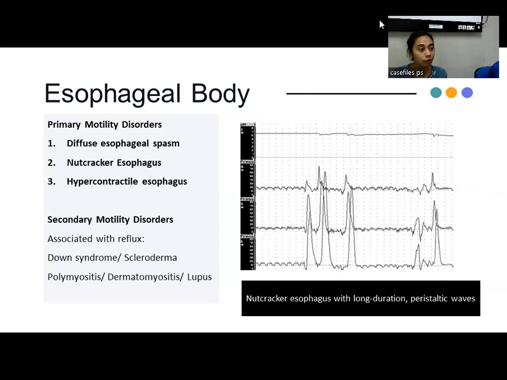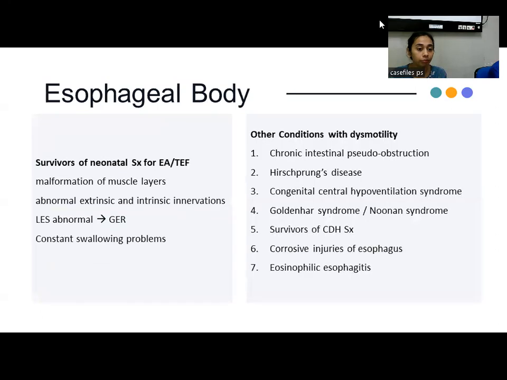The disorders at the level of the esophageal body may be primary or secondary. The primary disorders are diffuse esophageal spasm, nutcracker esophagus, or hypercontractile esophagus. In this manometry graph, we can see nutcracker esophagus with long duration peristaltic waves. The secondary motility disorders include disorders associated with reflux, which are Down syndrome, scleroderma, polymyositis, dermatomyositis, or lupus. The survivors of neonatal surgery for esophageal atresia also develop a motility disorder in the esophageal body.